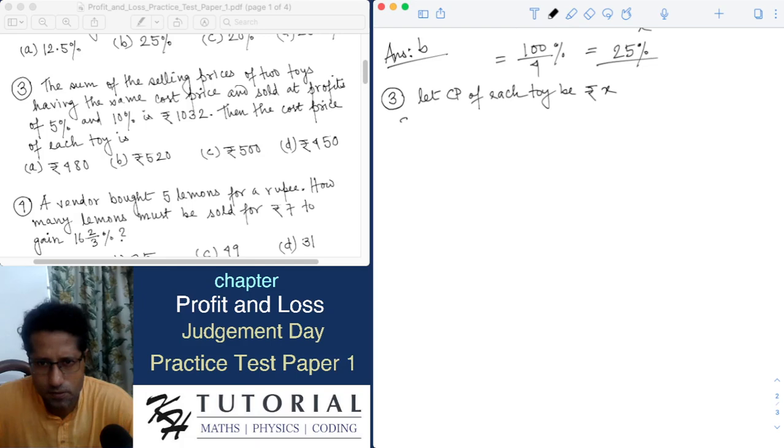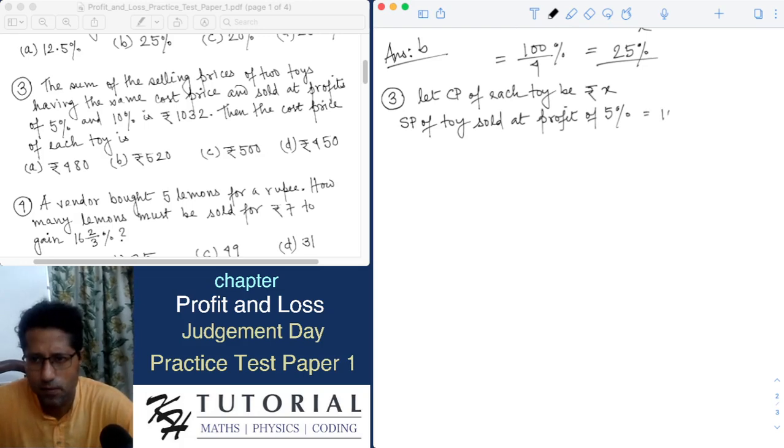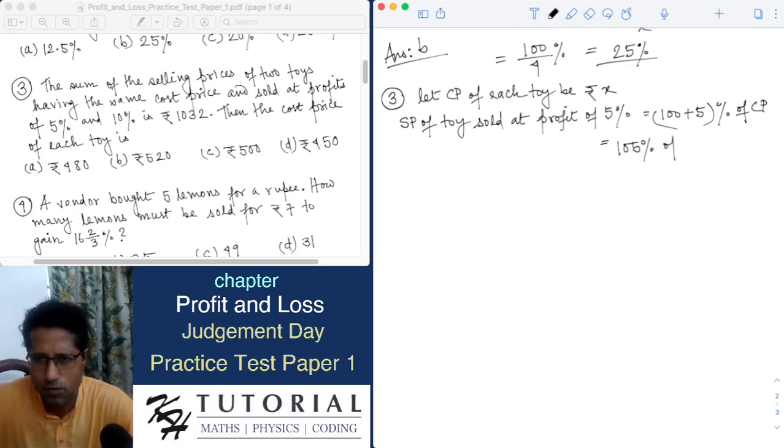So selling price of toy sold at profit of 5% will be equal to 100 plus 5% of cost price. This is equal to 105% of cost price x.